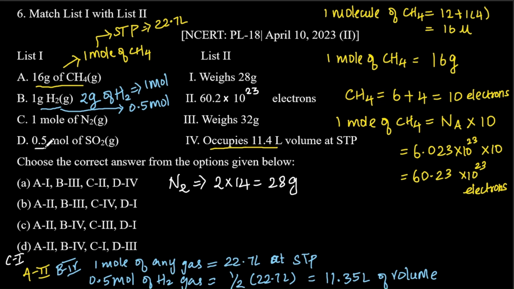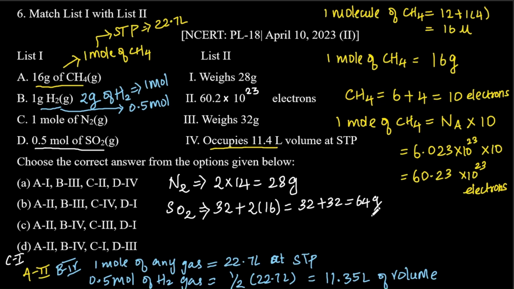Then the last one, 0.5 mole of SO2. SO2 has the mass of, sulfur has the mass 32, plus 2 oxygen atoms are there. For 1 oxygen atom, it is 16, so 2 into 16, 32. 32 plus 32 is equal to 64 gram. So 1 mole of SO2 has the weight of 64 gram. Here it is mentioned as 0.5 mole of SO2, so it will have the weight of 32 gram. So for option D, it is 3.